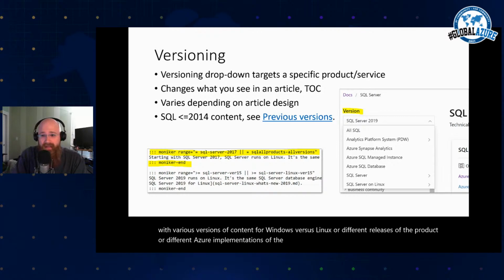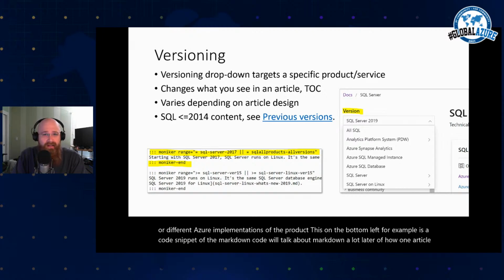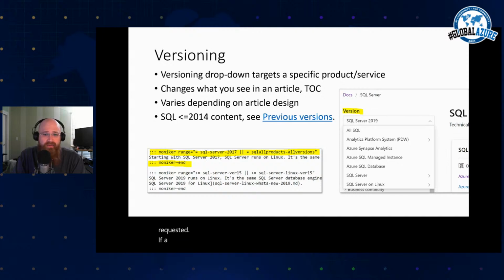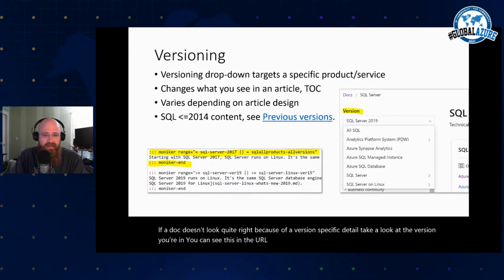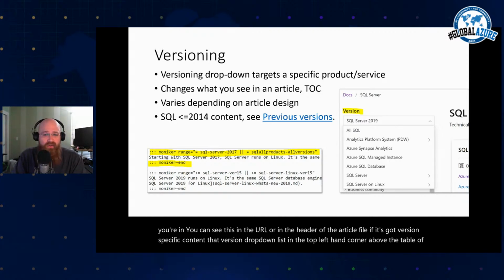This on the bottom left, for example, is a code snippet of the Markdown code. We'll talk about Markdown a lot later, of how one article might display different content depending on the version that you've requested. If a doc doesn't look quite right because of a version-specific detail, take a look at the version you're in. You can see this in the URL or in the header of the article file if it's got version-specific content. That version drop-down list in the top left-hand corner above the table of contents might come in handy. It also affects the table of contents by including or excluding certain articles.